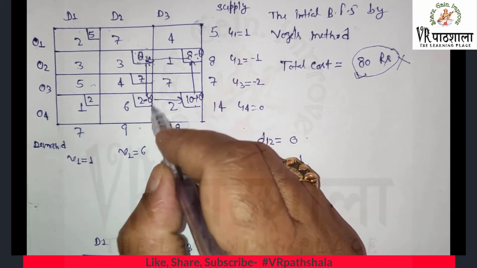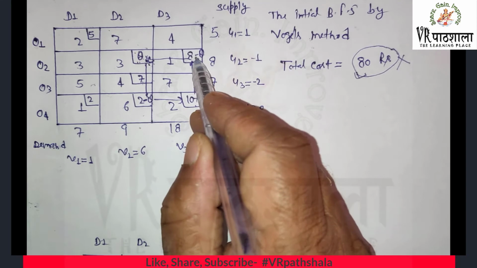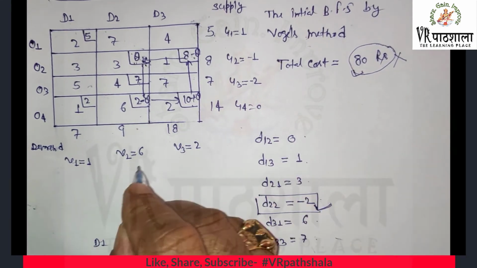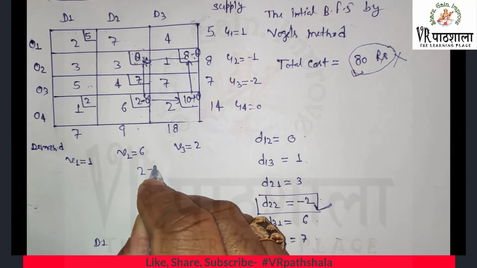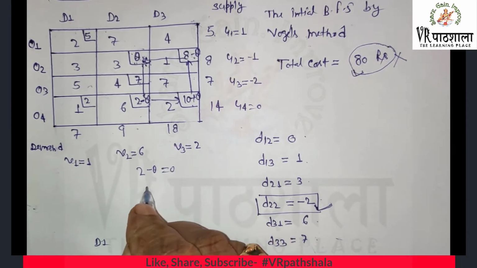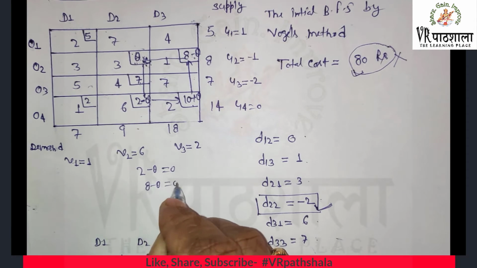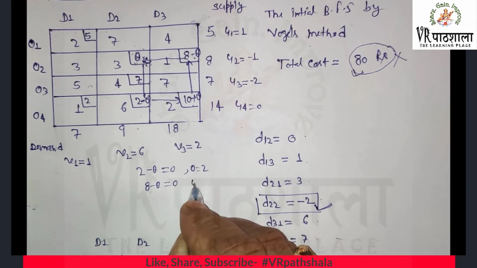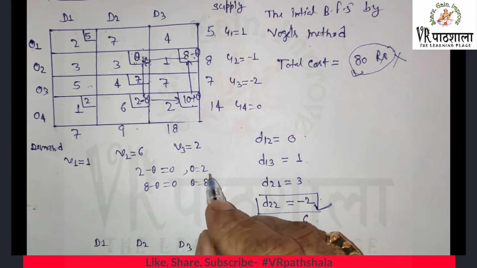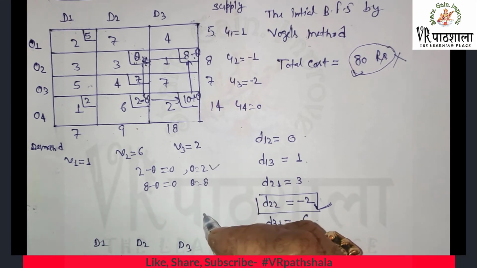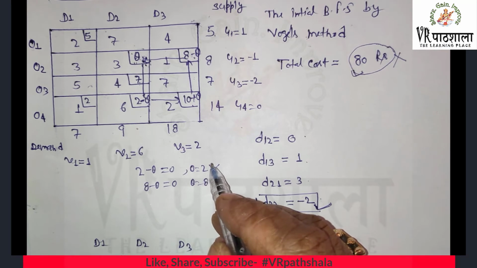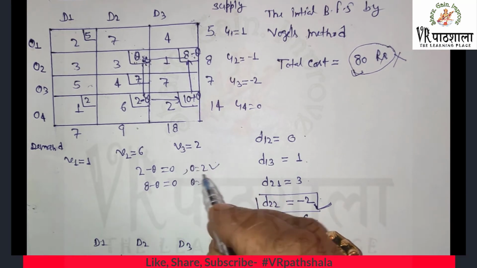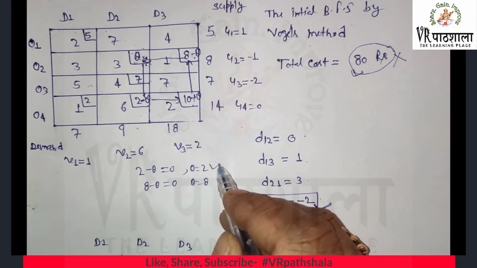Now we consider the negative minus theta terms. Here 2 minus theta equal to 0 and 8 minus theta equal to 0. For 2 minus theta equal to 0, theta equals 2, and here theta equals 8. We choose the minimum value of theta. So we consider the value of theta as 2.